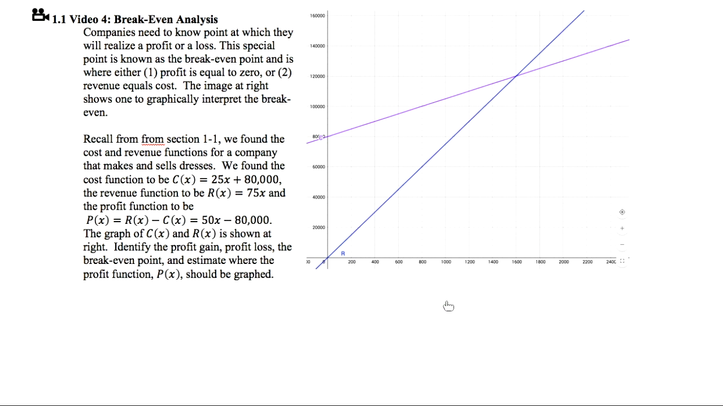Well, this point is known as the break-even point. And it is where profit is zero. If you make no profit, that means that you've broken even. Or you can look at it in terms of revenue and cost, and it's where your revenue is equal to the cost. So as much money as you've brought in is the same exact amount of money that you spent. So you have broken even. You haven't gained any, you haven't lost any. The image over here at right shows how graphically this break-even point can be represented.